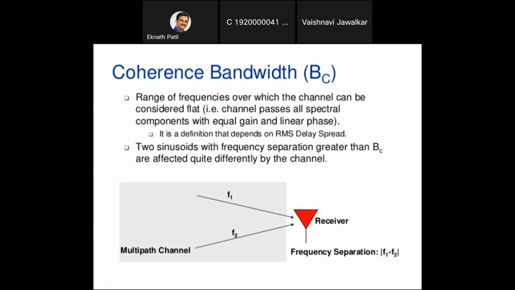Sinusoids with a frequency separation greater than Bc are affected quite differently by the channel. So that particular thing we also have to keep in mind. So for multipath, the F1 and F2 ratio and the frequency separation, that is F1 minus F2, will be there.